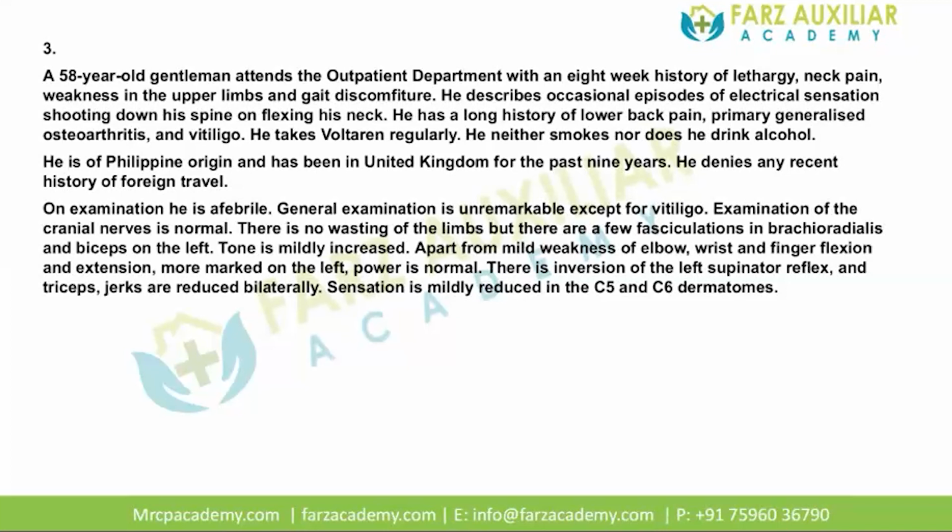His general examination is normal except for vitiligo. Cranial nerves are normal, there is no wasting of the limbs, and there are a few fasciculations in the brachioradialis and the biceps on the left hand side. The tone is mildly increased. There is mild weakness of elbow, wrist, and finger flexion and extension, which is more on the left, but the power is normal. There is inversion of the left supinator jerk, the triceps jerks are reduced bilaterally. Sensation is also reduced in the C5 and C6 dermatomes.